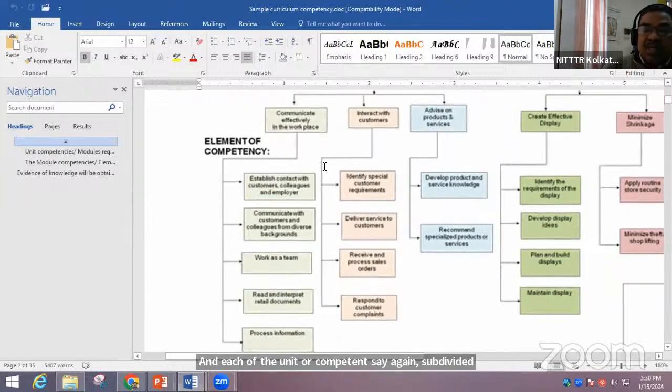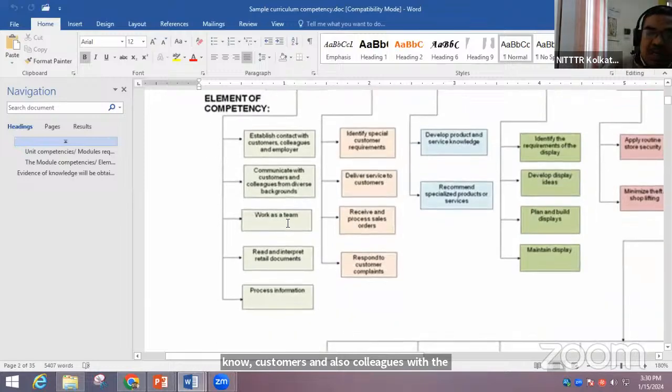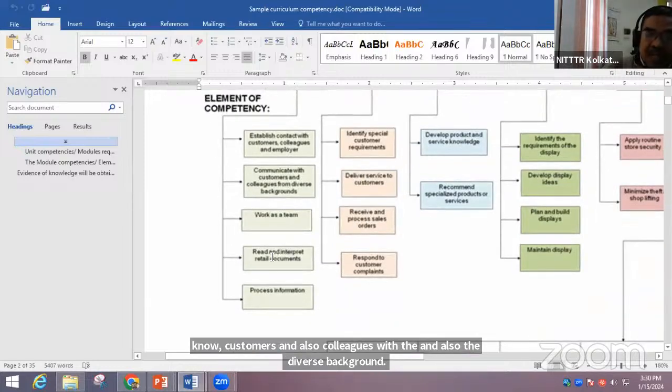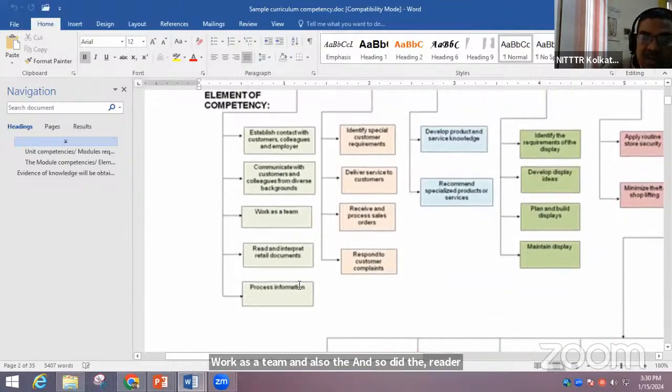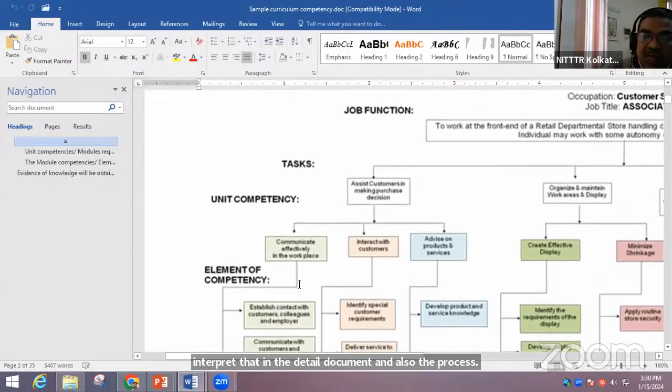For example, communicate effectively in the workplace is divided into: establish contact with the customers, colleagues, and also the employers; communicate with the customers and colleagues of diverse backgrounds; work as a team; and read or interpret detailed documents and process information. So these are the items termed as elements of competency.